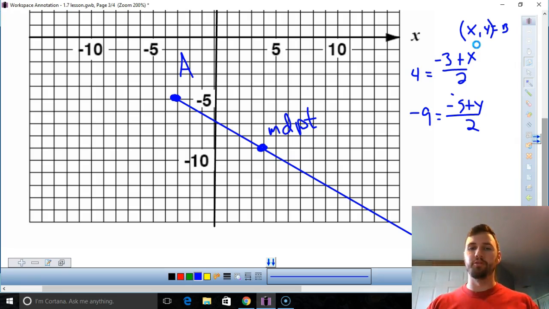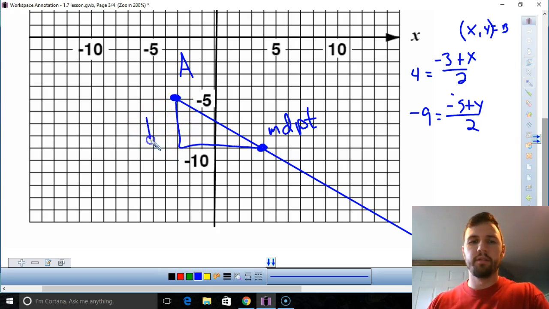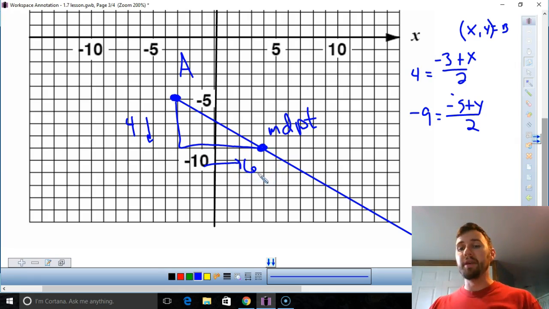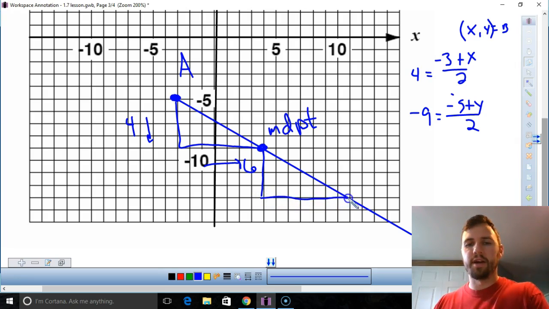That's a midpoint, it's halfway in between, right? So from A to here, I go down how many and over how many? Well, I go down 1, 2, 3, 4. And I go over 1, 2, 3, 4, 5, 6 to get to the midpoint. If that's my midpoint, I can do the same thing to get to the other side, right? So I go down 1, 2, 3, 4, and over 1, 2, 3, 4, 5, 6.